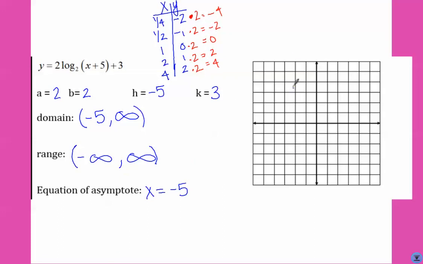So let's graph our h and k. From here, over 1/4, down 4, over 1/2, down 2, over 1, 0, over 2, up 4, over 2, up 2, and over 4, up 4. And then connect our dots to make our curve.